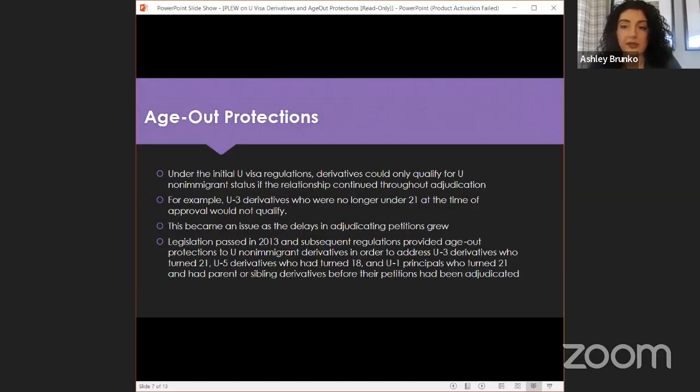Under the old U visa regulations, derivatives could only qualify for U non-immigrant status if the relationship continued throughout adjudication, so that status or age was maintained. Meaning you could have a scenario where a U3 derivative, so a child who must be unmarried and under 21 to meet that definition, was no longer 21 by the time the U visa application was actually approved, and so they just wouldn't qualify. This became an increasingly bigger problem as the delays in adjudicating petitions grew.